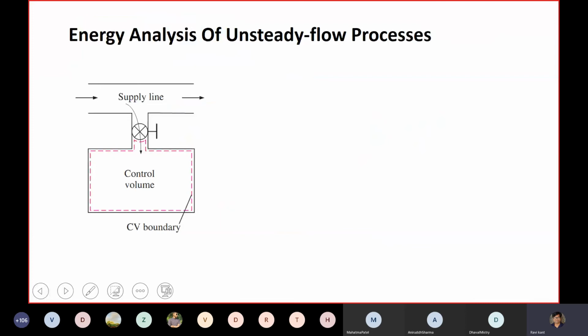We'll talk about the unsteady flow process. Let me make you aware of what the energy analysis for an unsteady flow process is. So far we have talked about things that are steady in nature. So E in minus E out is equal to dE CV by dt, and we ignored this, saying that things are steady. But now this is not zero. This has some finite value.